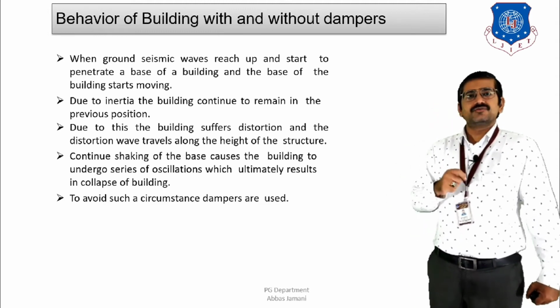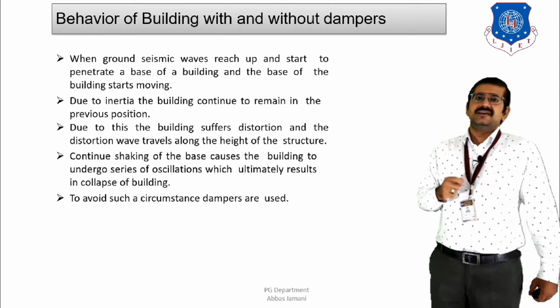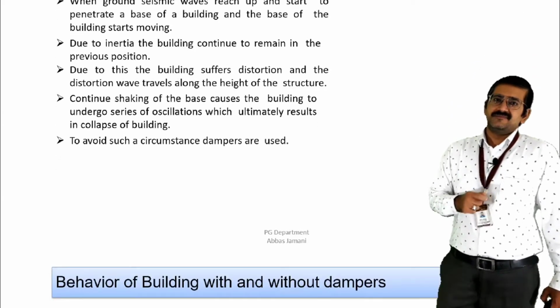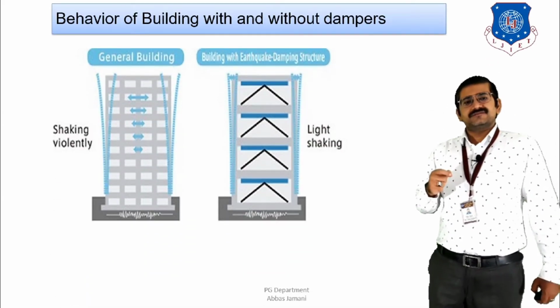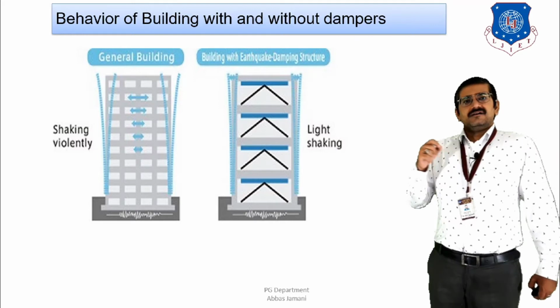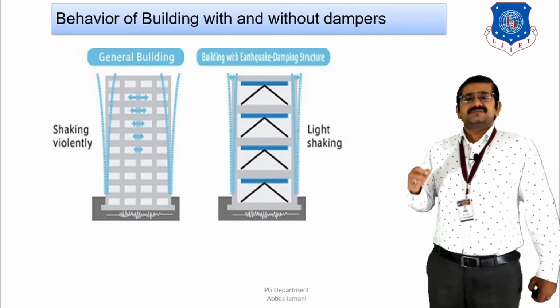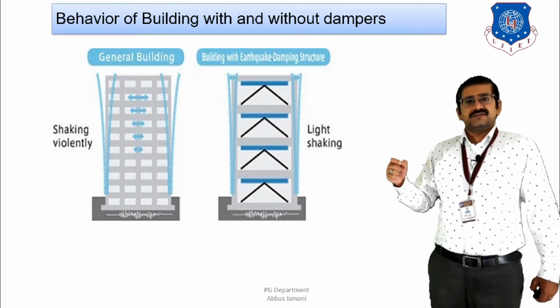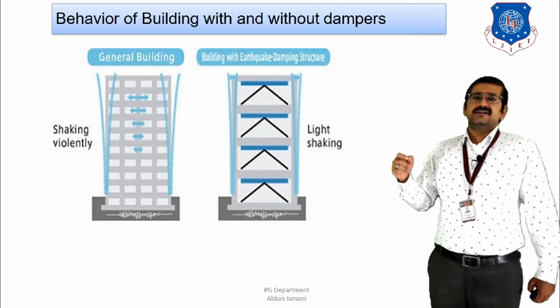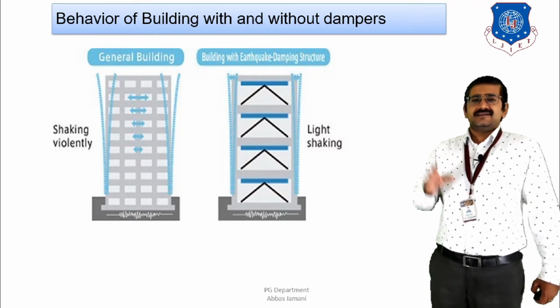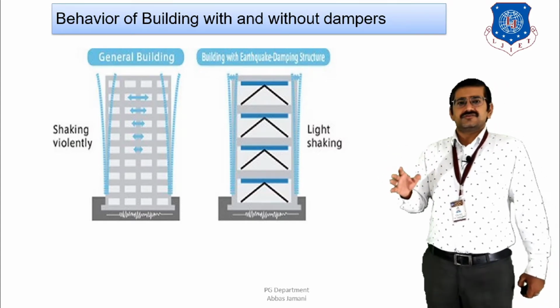Right? So in order to avoid such circumstances, the damper shall be used in the building, because due to the presence of the damper, the wave energy, or the amount of seismic waves that will be transferred to the building, will be absorbed to a greater extent, and as a result, the motion of the building is going to be controlled.